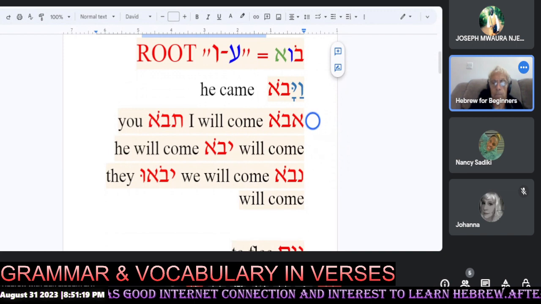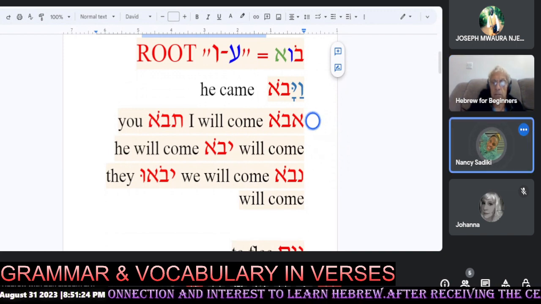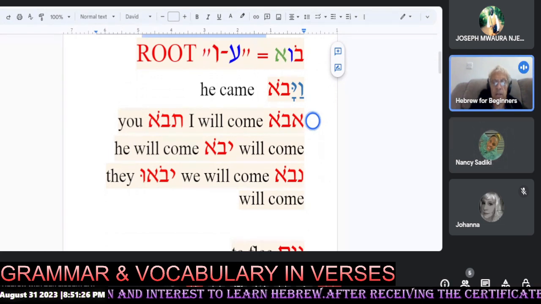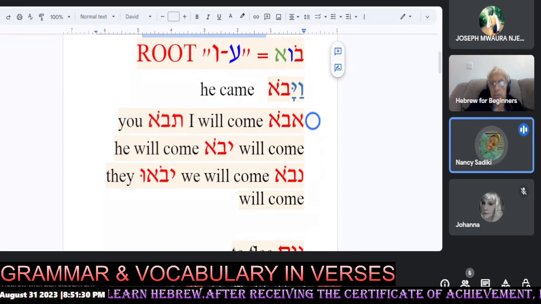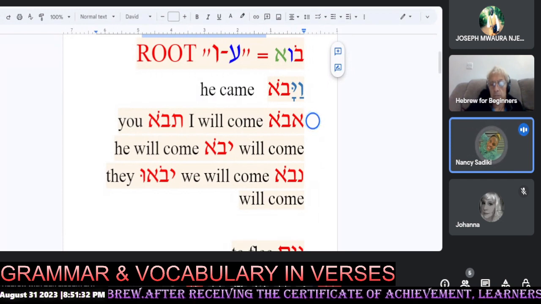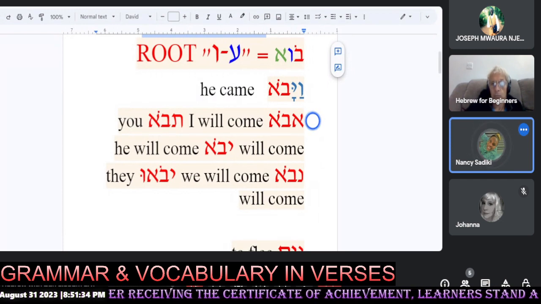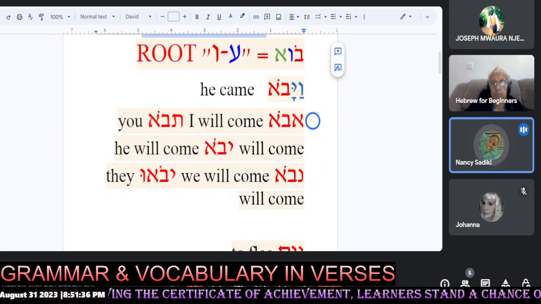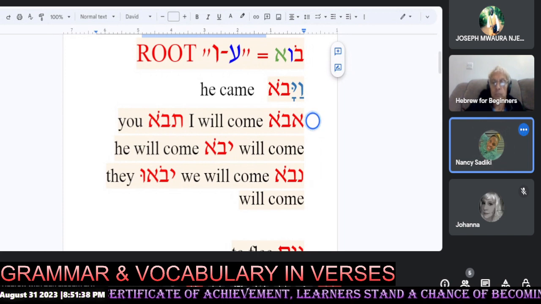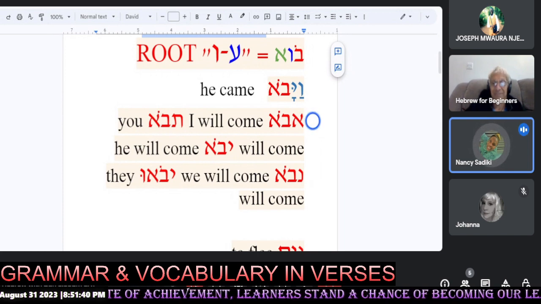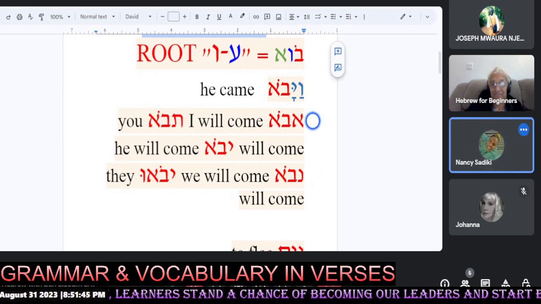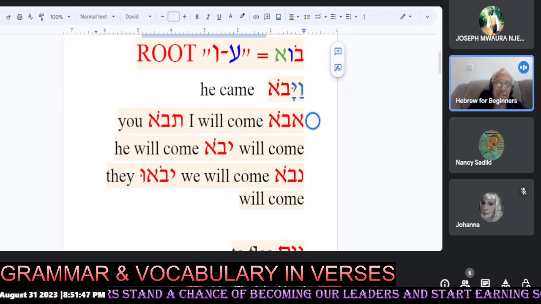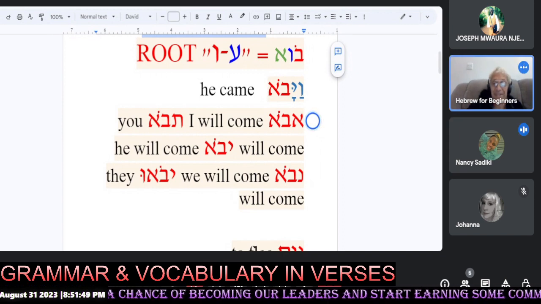May I ask, which consonant is most used in Hebrew? Like the percentage. Let me say an example. The verb, is it high in percentage being used in Hebrew language? I have no idea. Okay.